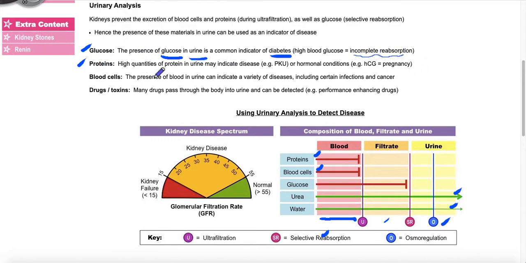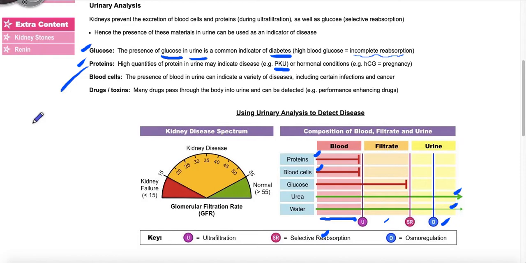Sometimes you can find high quantities of protein in urine, and this can mean a couple things. For example, a condition known as phenylketonuria, PKU. And this means that you cannot break down a particular amino acid called phenylalanine. Most kids as babies, when they're born in hospitals here in the United States, they're tested for PKU, but it's not a regular test in other countries.